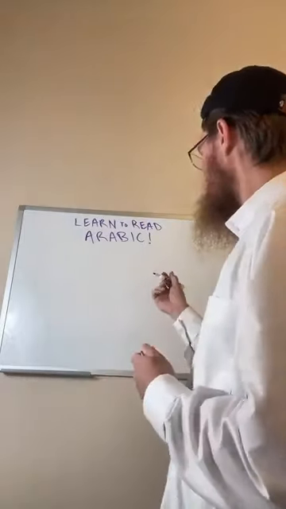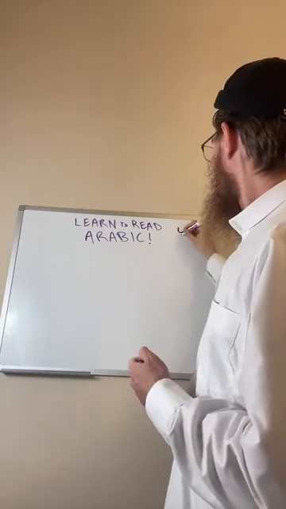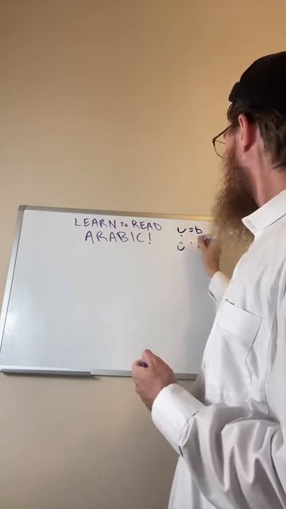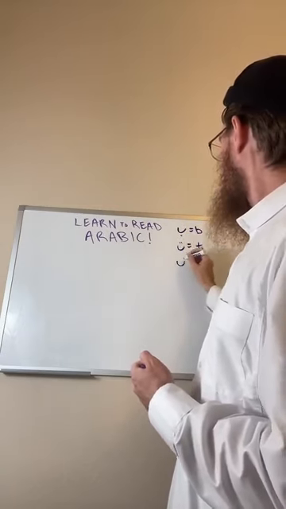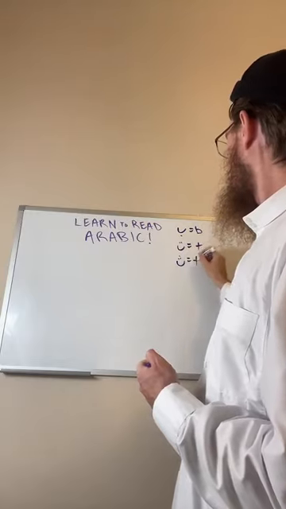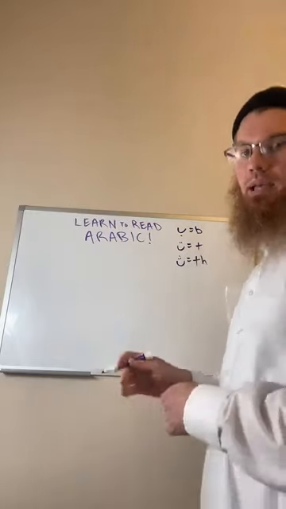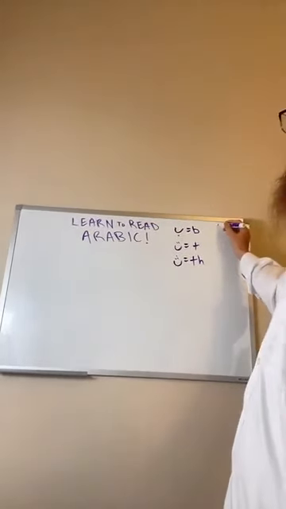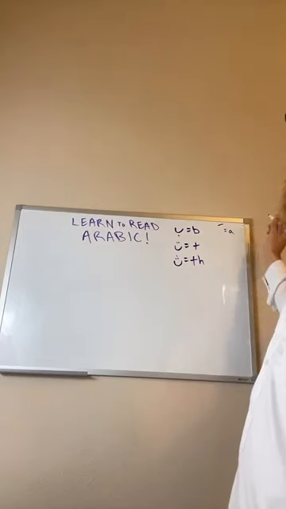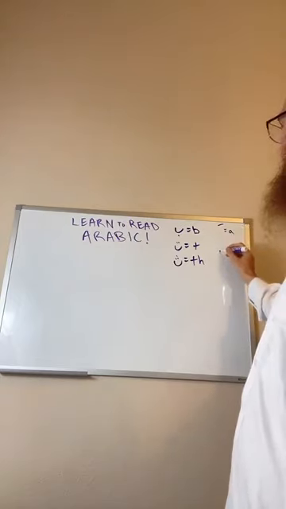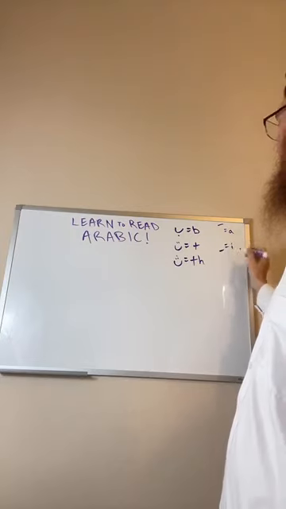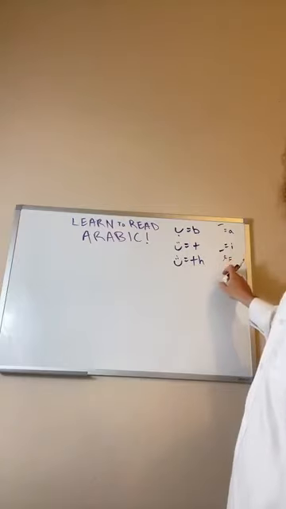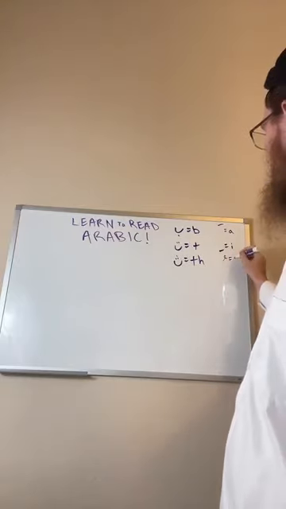That's it. All right? So we learned the letter ba, sounds like B. We learned the letter ta, sounds like T. We learned the letter tha, sounds like TH. Okay? We also learned that a symbol above is called a fatha, sounds like A. A line beneath, it's called a kesra, it sounds like I. And we learned that this loop above, it sounds like a U.